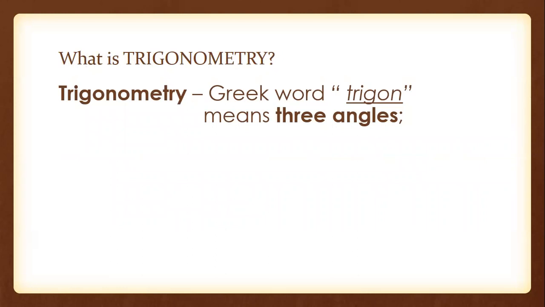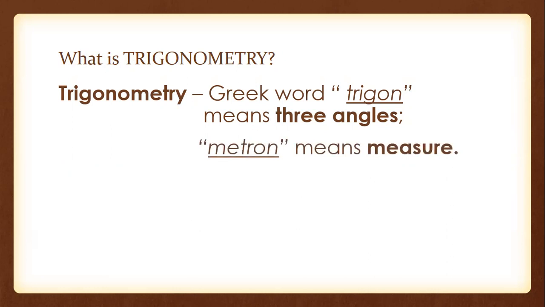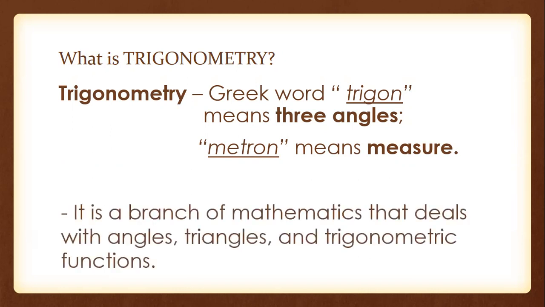Trigonometry came from the Greek word trigon, meaning three angles, and metron, meaning measure, or it's simply the measure of three angles. Trigonometry is a branch of mathematics that deals with angles, triangles, and trigonometric functions.